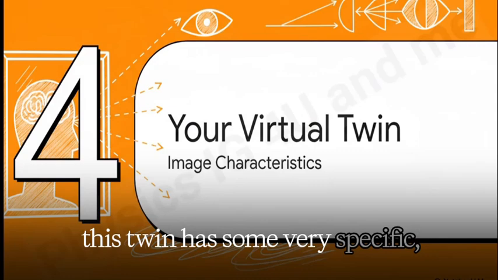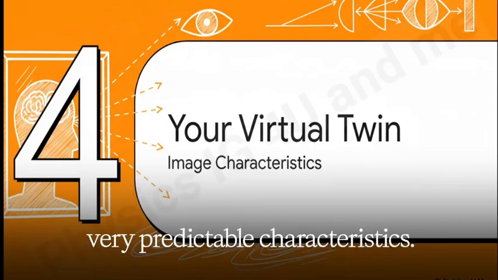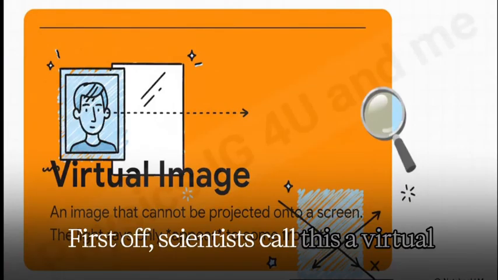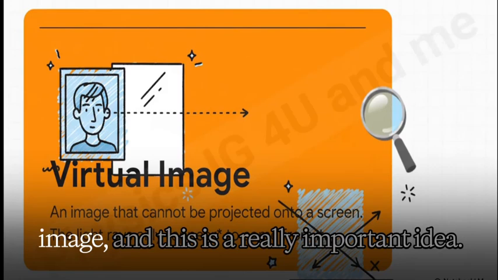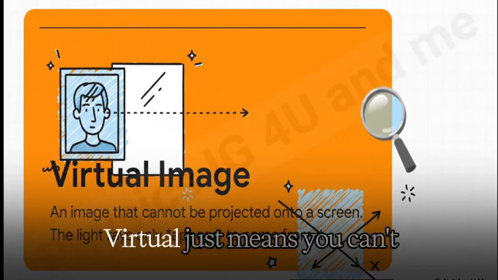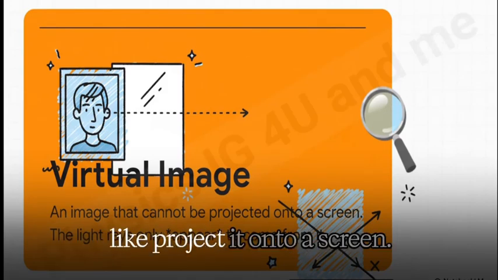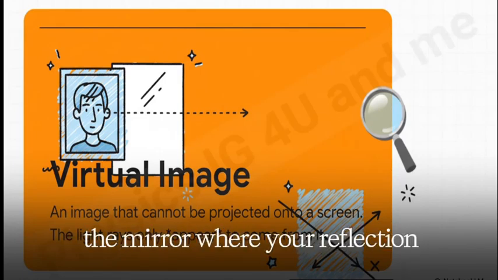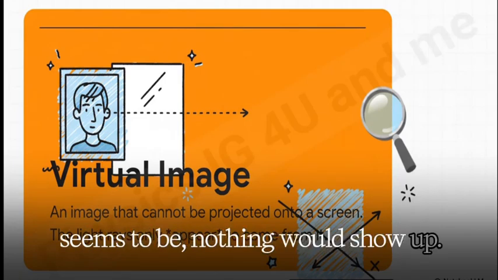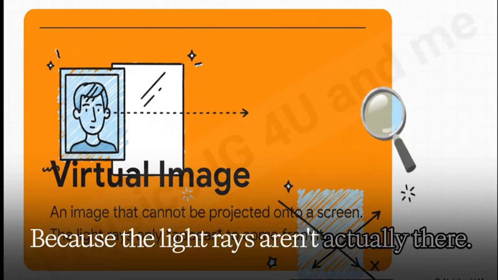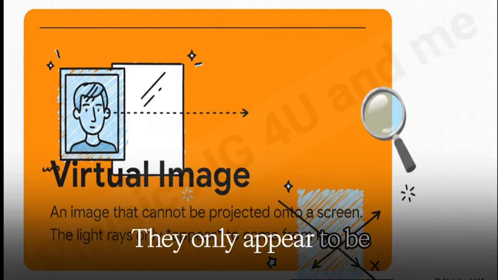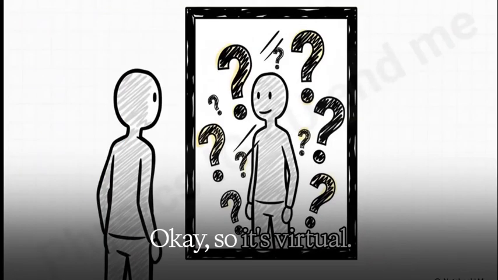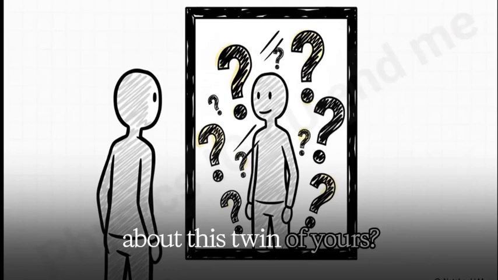And this twin has some very specific, very predictable characteristics. First off, scientists call this a virtual image. And this is a really important idea. Virtual just means you can't project it onto a screen. If you stuck a piece of paper behind the mirror where your reflection seems to be, nothing would show up. Why? Because the light rays aren't actually there. They only appear to be coming from that spot. Okay, so it's virtual. What else can we say about this twin of yours?